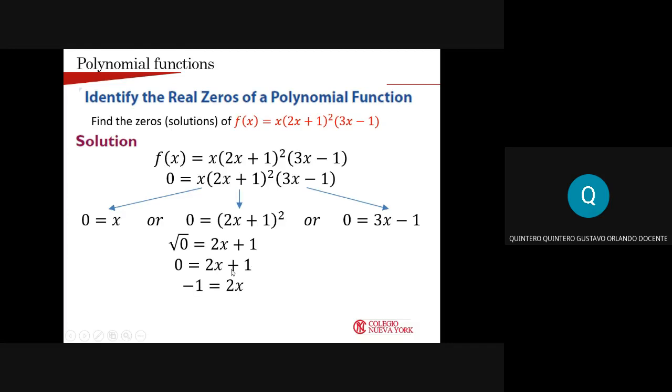So plus 1 becomes a negative 1, right? We just pass it to the other side. We are adding a 1, so we subtract a 1 on the other side. And the 2 here, the 2 is multiplying, so we're going to pass it to divide. In other words, we now have our second solution: negative 1/2.